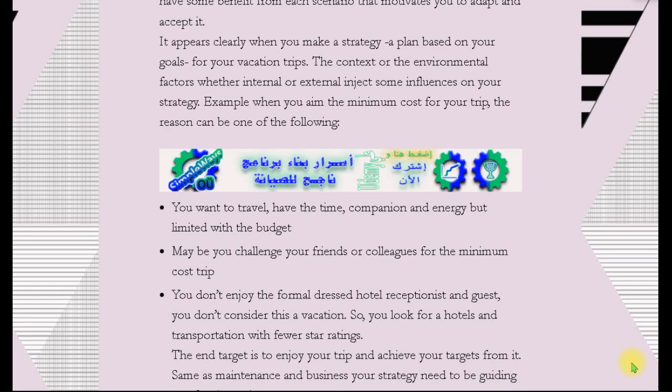Maybe I'm in a challenge with my friends that I'm going to travel 5 countries with the minimum cost, the best minimum cost ever to have traveled 5 countries. Maybe I have a limited budget, but I have a target to travel. So then I'm going to compromise between my travel plans and my budget.